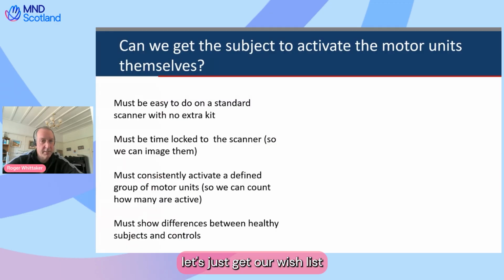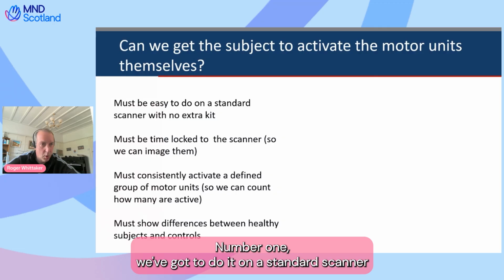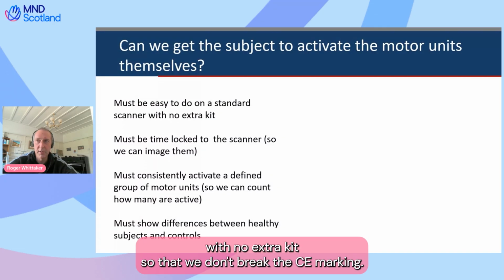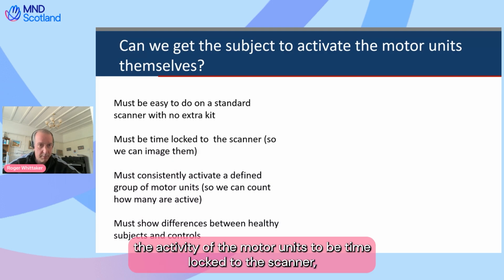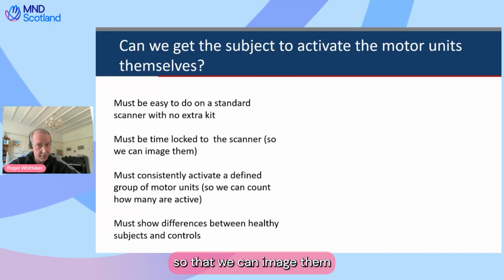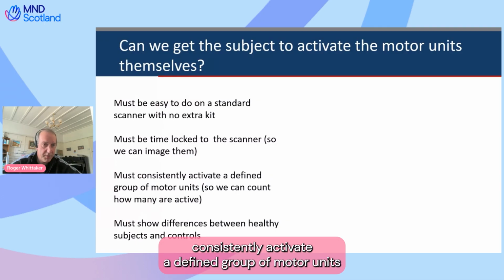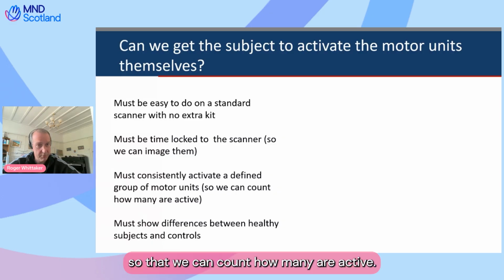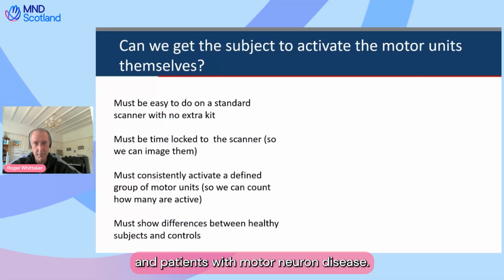And let's just get our wish list then of what we need to be able to do. Number 1, we've got to do it on a standard scanner with no extra kit so that we don't break the CE marking. We do need the activity of the motor units to be time locked to the scanner so that we can image them, so we know when they're going to happen and we can know when to take our images. We have to consistently activate a defined group of motor units so that we can count how many are active. And finally, we need to show differences between healthy subjects and patients with motor neuron disease.